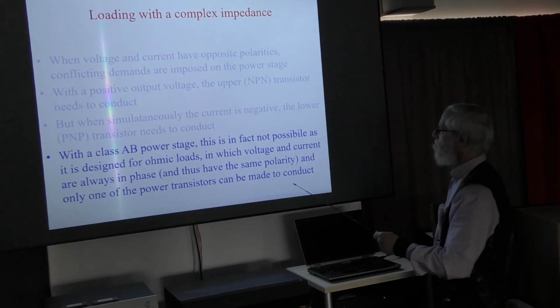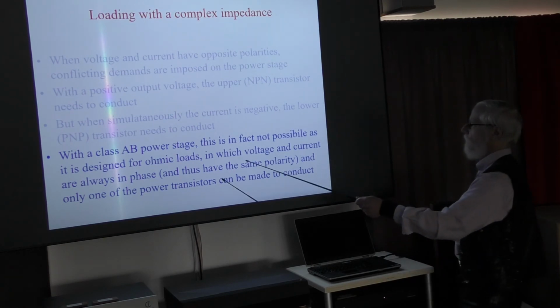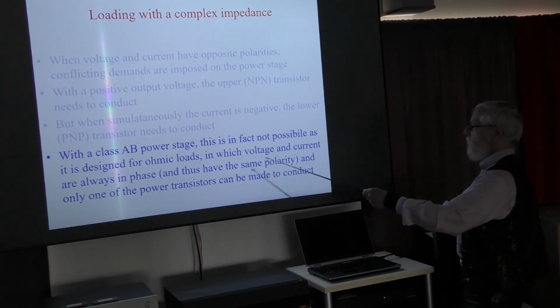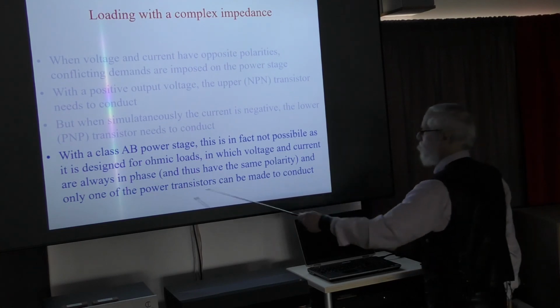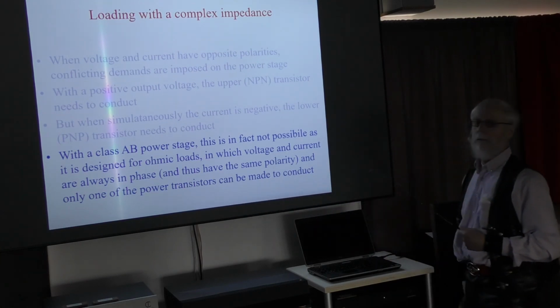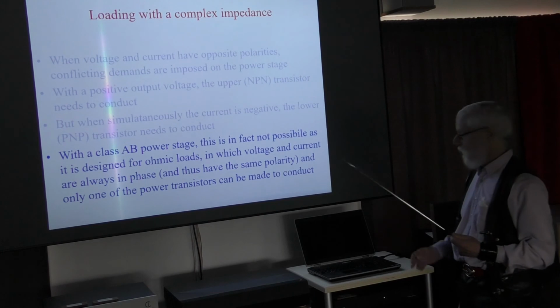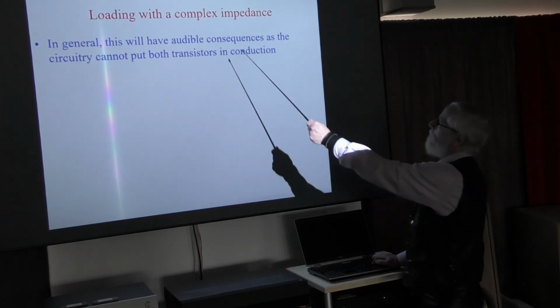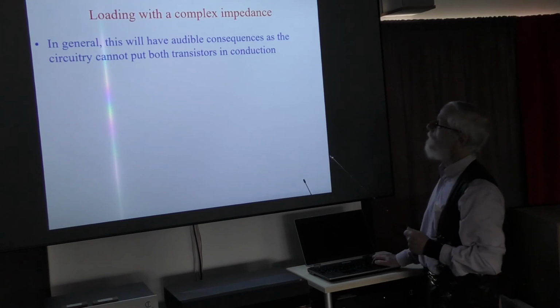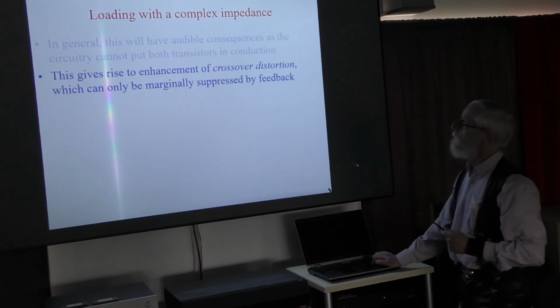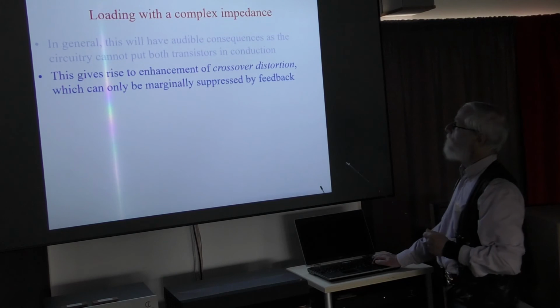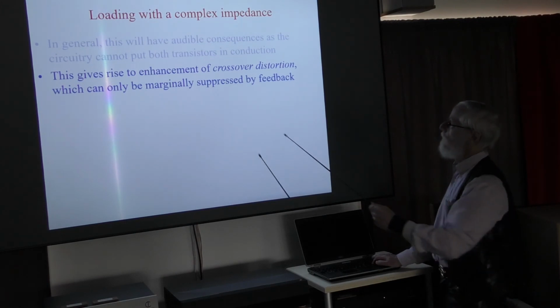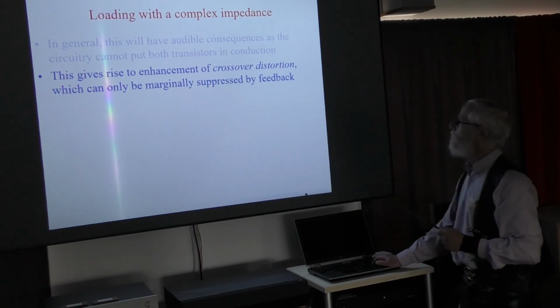It's designed for ohmic loads, when the voltage and current are always in phase, with the same polarity, and only one of the two power transistors can be made to conduct. So when you want to try to conduct both, you get in conflict. It will have audible consequences, and the circuitry cannot put both transistors in conduction. And this gives rise to enhancement of the crossover distortion, which can only be marginally suppressed by feedback.